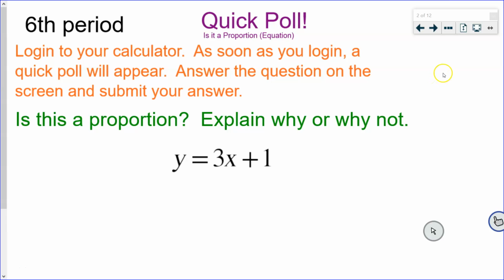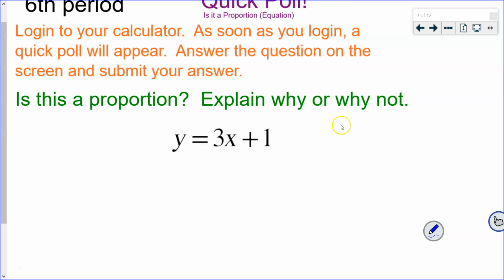Now students in class have already answered this question. Online learners, pause the video long enough to be able to answer and explain, and continue once you have done so. Okay, the correct answer here, as we've mentioned in class, is that this is not a proportional relationship.